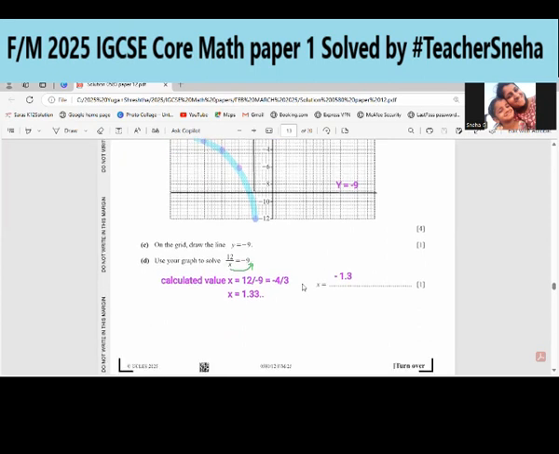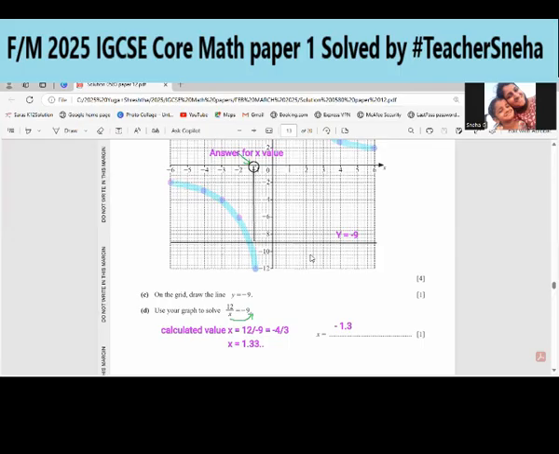Then moving further to the next part of this question, on the grid, draw the line y = minus 9. So this is the grid and this is the line y = minus 9. I have plotted y = minus 9. We have to find minus 9 on the y-axis, which will be here in between minus 8 and minus 10. And passing through y = minus 9, we have to draw a straight horizontal line.